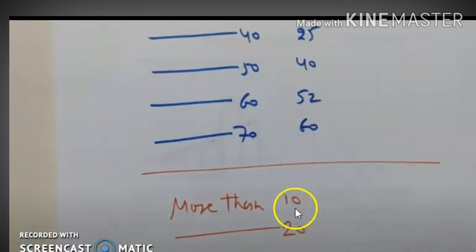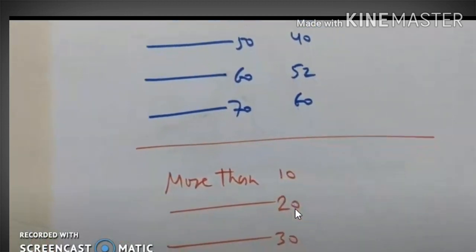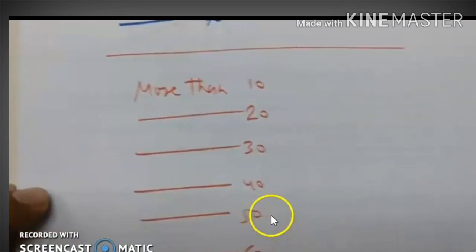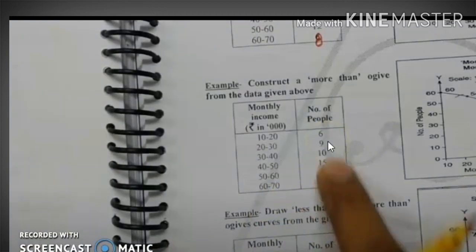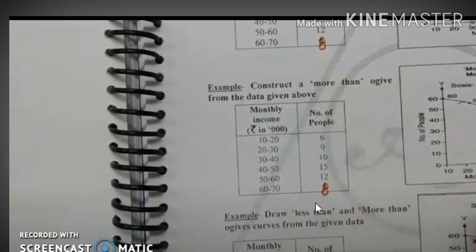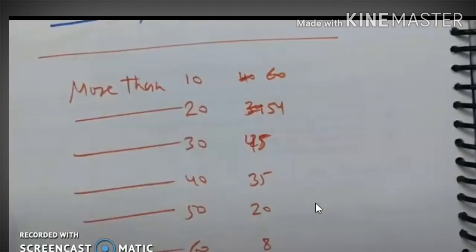It's a 10, more than 10. On the other side, you have to take more than 20, more than 30, more than 40, more than 50, more than 60. Then for 6, you have to first total it. So what is the total? The total is 60. Then you have to subtract each frequency that is given corresponding to that.